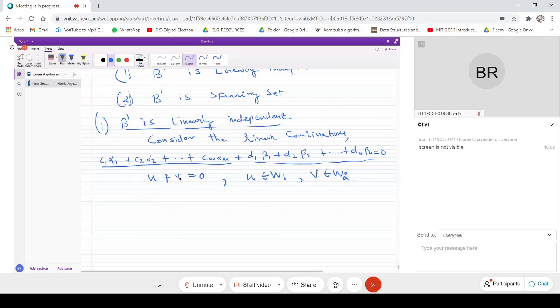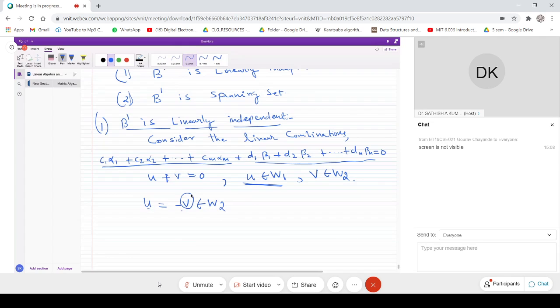Okay. So one quick observation. u plus v equal to 0 means what? I can say that u is equal to minus v. But what we know already is u is in W1. And v is nothing but this combination, which is in W2. v is in W2 means minus v is also in W2. So therefore u belongs to W2 also.